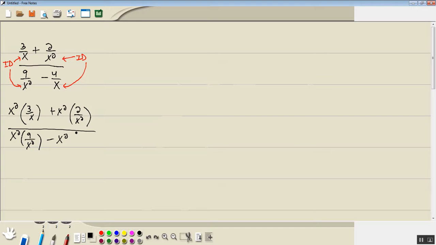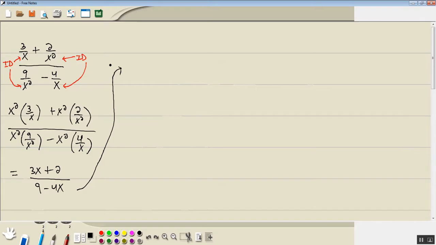Minus, and then we'll multiply that times our last fraction of 4 over x. Now this x squared and this x cancel, leaving me 1x here, so that's going to give us 3x plus that x squared and that x squared cancel, leaves us 2. Down here, those x squareds cancel, leaves us 9. This x squared, one of these cancels this x, so that gives us a minus 4x.